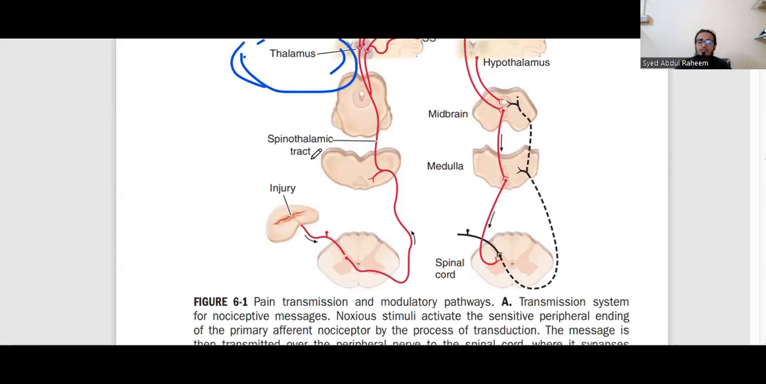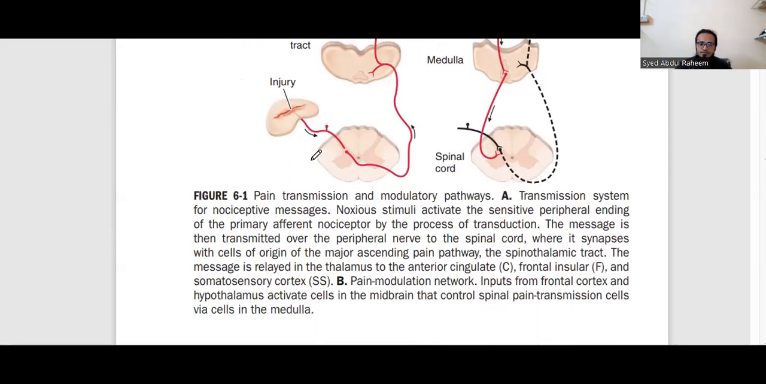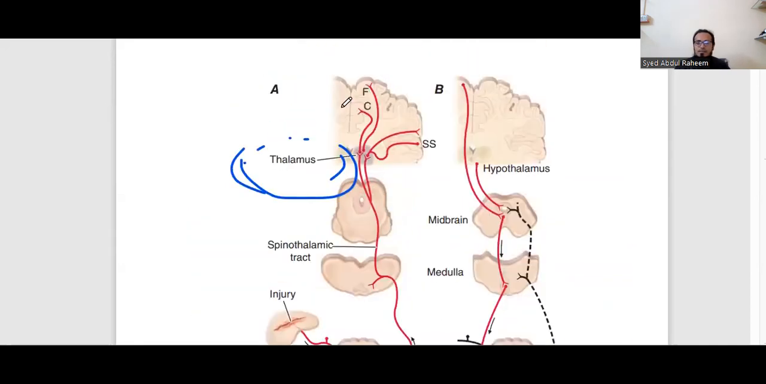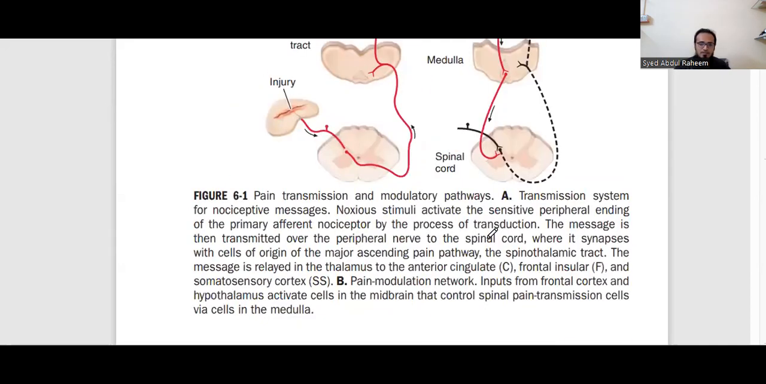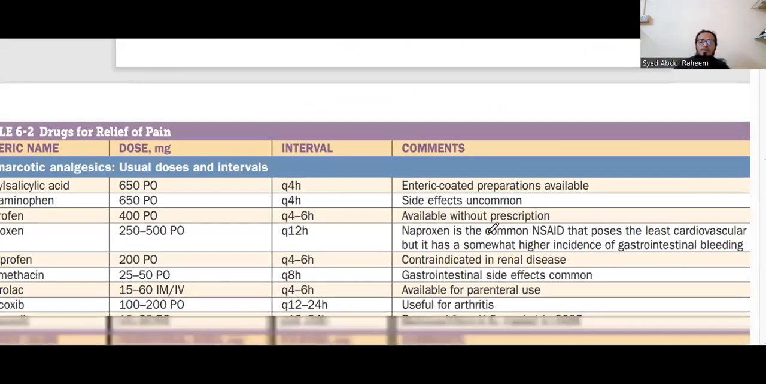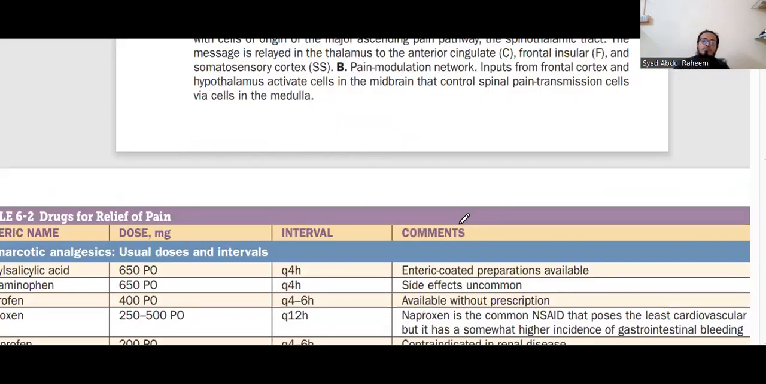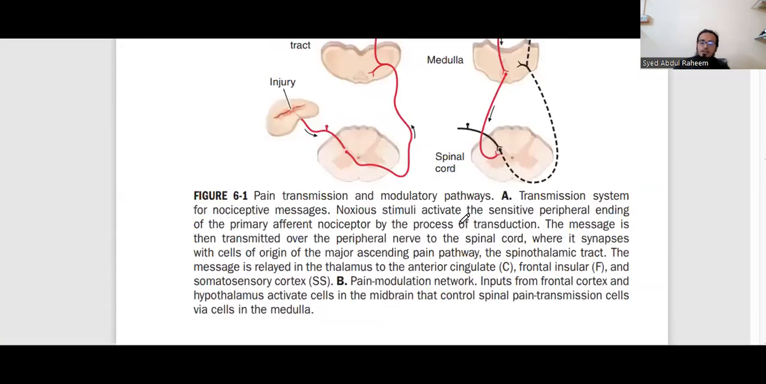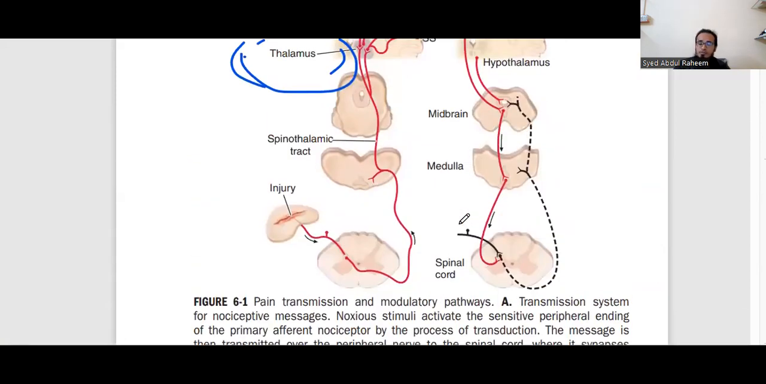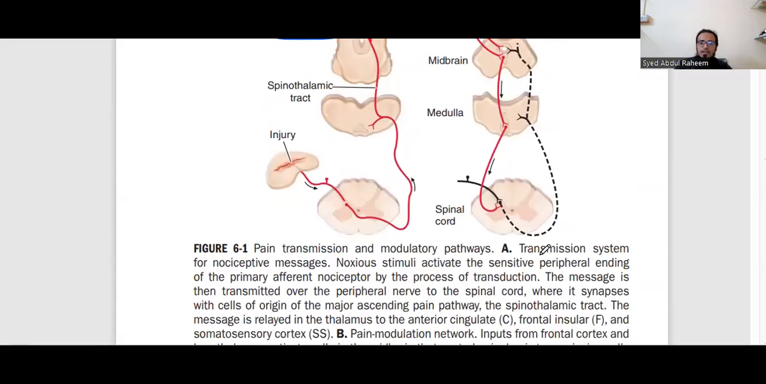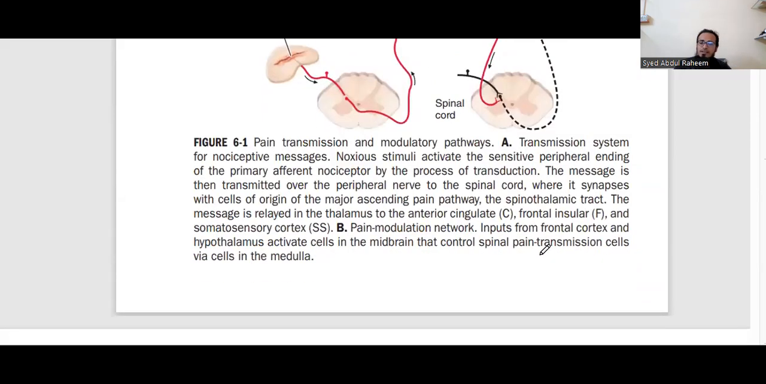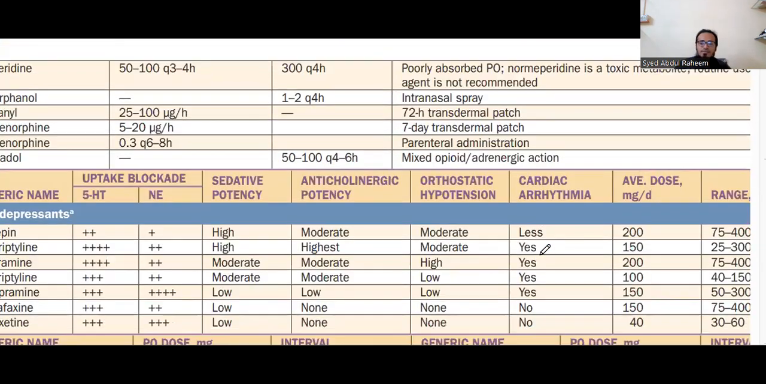And they have different areas. We have the ascending pathway and the descending pathway. So for the pain, it is the pathway. It has a track.